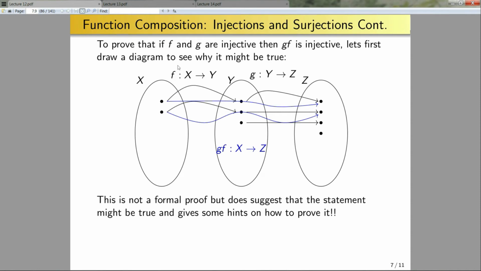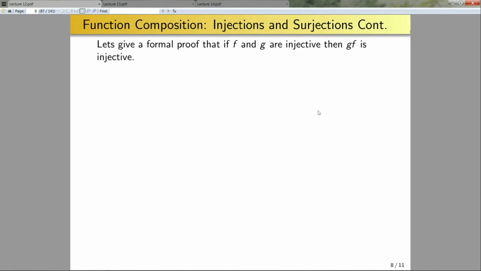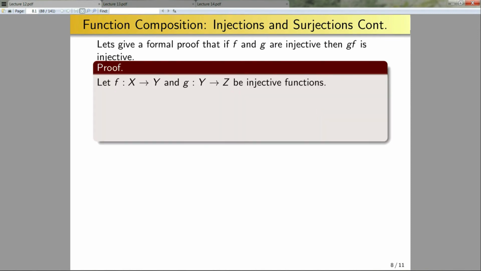So explicitly, I'm going to start with some x's in X, note that they map to unique things over here, and then I'm going to note that g takes those things and maps them to unique things over here, and then I'll be done. So let's give a formal proof for this. Let f from X to Y and g from Y to Z be injective functions. The first thing I need to do is show that this gf is well defined.